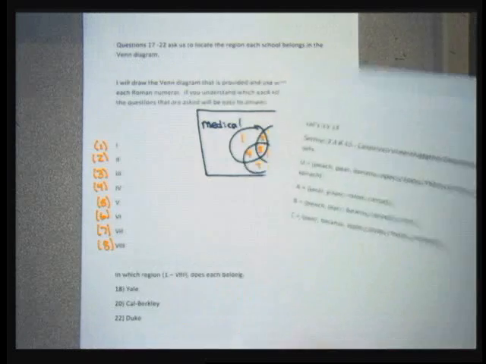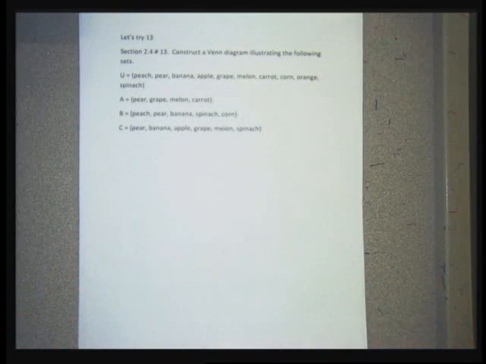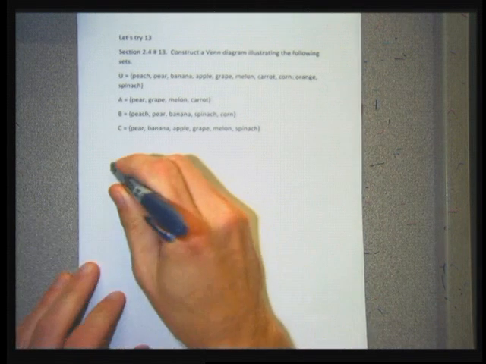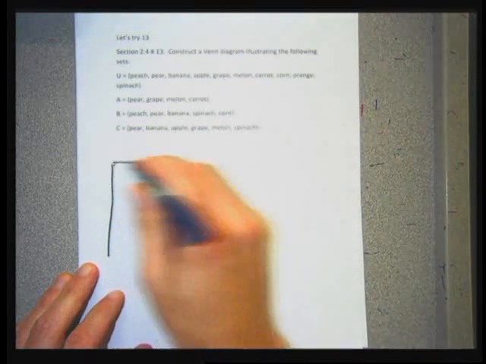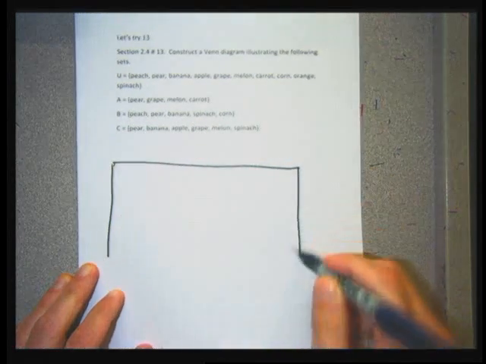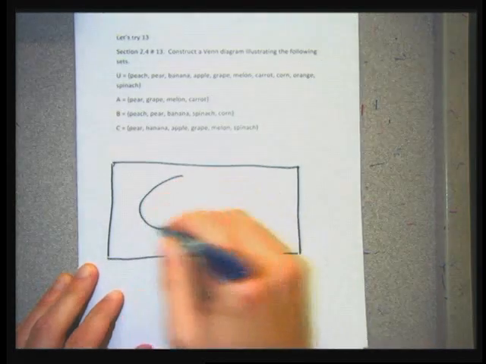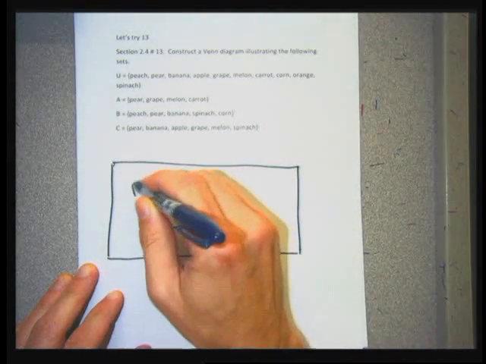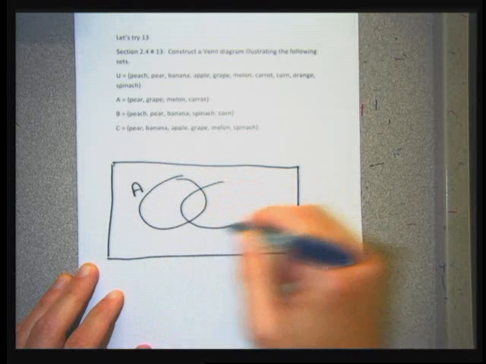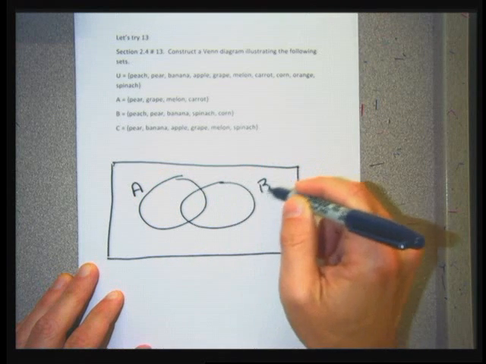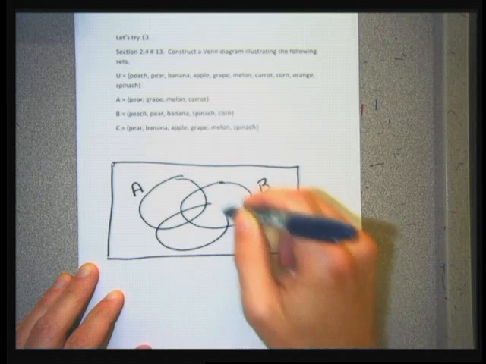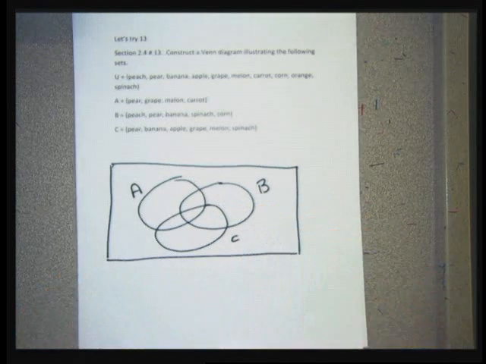Number 13 in section 2.4 is exactly the same skill again. Construct a Venn diagram with the sets U, A, B, and C. To do this, you make a big rectangle for U. Inside the rectangle, you make 3 circles, one for the set A, another for the set B, another for the set C. And I'll just do it exactly the same way.